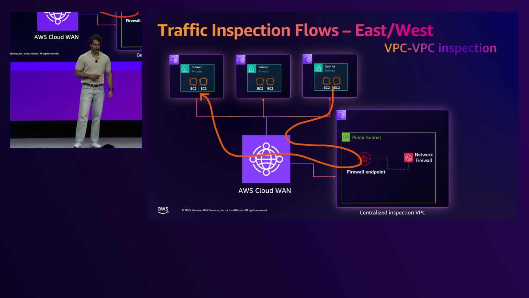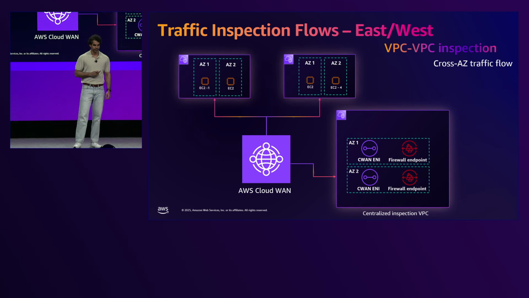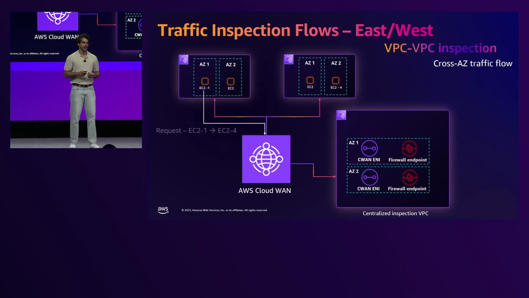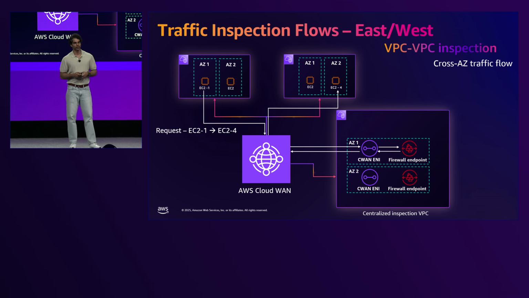Now, in this scenario, there's an important thing to keep in mind. What happens when there's cross-AZ traffic flow? So the scenario here is that traffic originates in AZ1, and it's destined to an EC2 instance in AZ4. Right, so request is from EC21 to EC24. Now, Cloud WAN by default tries to keep traffic local to an AZ. So if Cloud WAN gets traffic from AZ1, it's going to take it and send it to its ENI, to its endpoint in AZ1. That's exactly what it does.